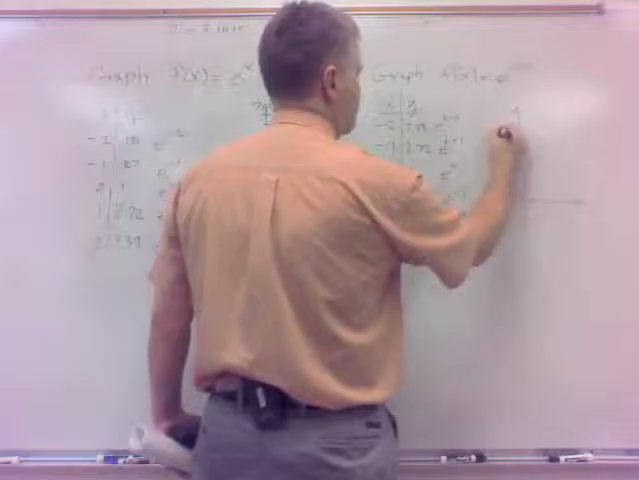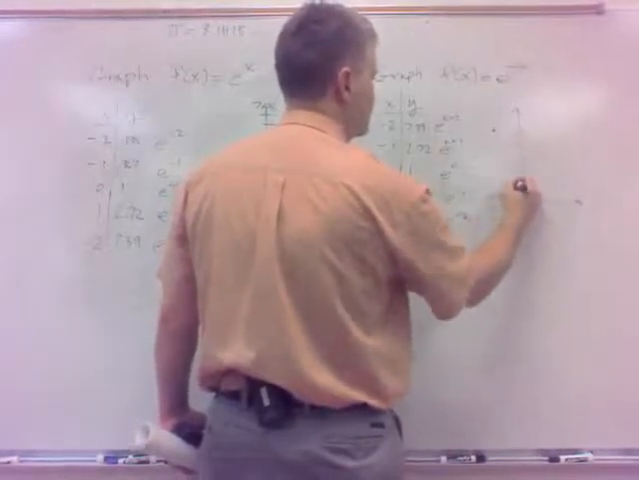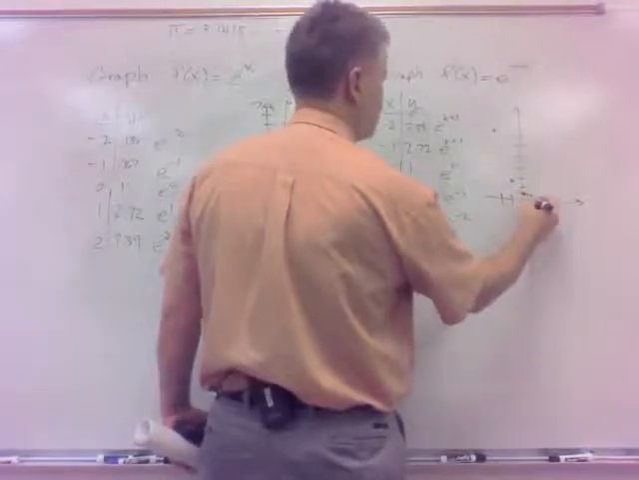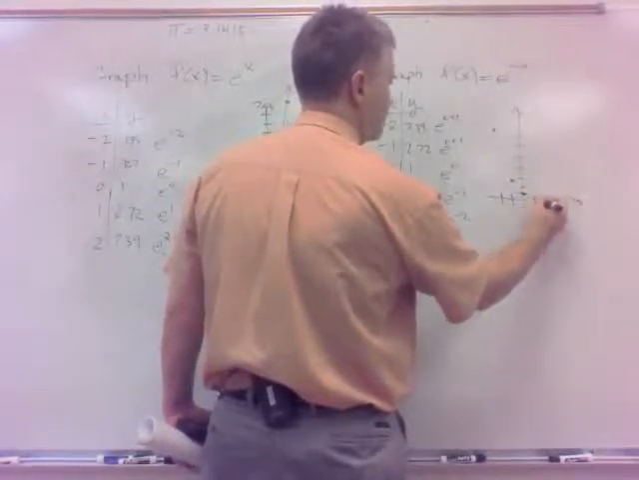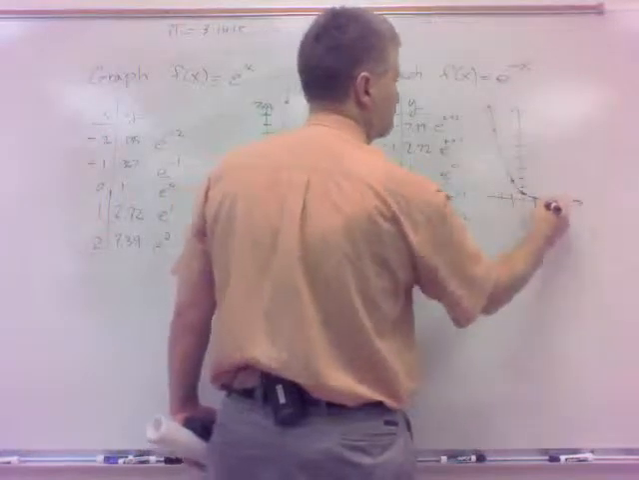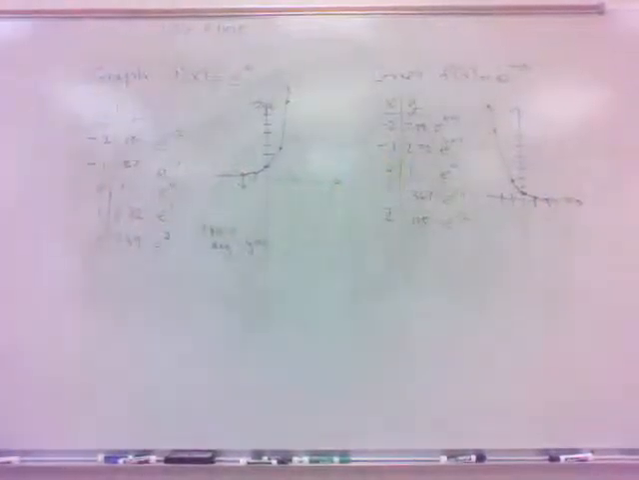At -2, I'm at 7.39. At -1, I'm at 2.72. At 0, 1. At 1, 0.367, and at 2, 0.135. Yeah. So it works the same way. Okay?